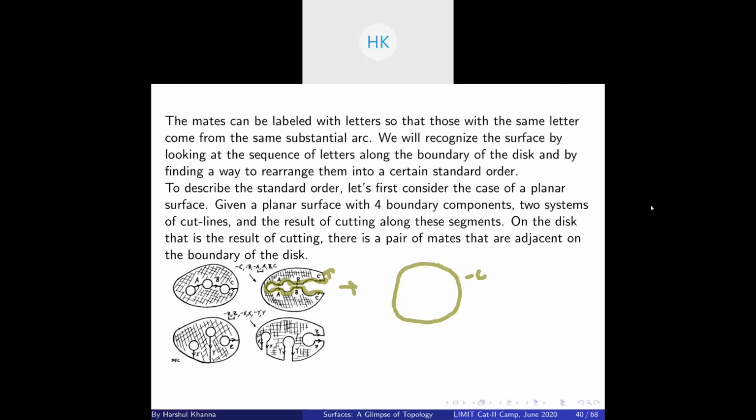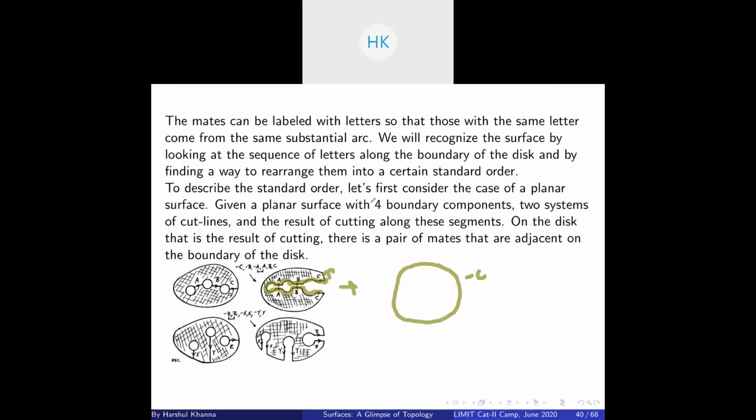Okay. So now, to describe: the mates can be labeled with arcs, with letters, so that those with the same letter come from the same substantial arc. We will recognize the surface by looking at the sequence of letters along the boundary of the disk, and by finding ways to rearrange them into some certain order, some standard order.